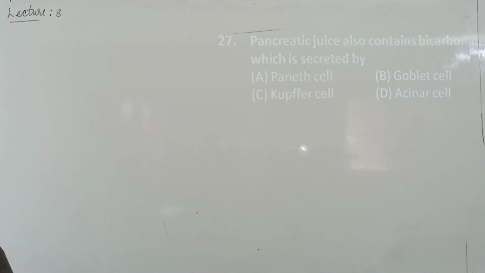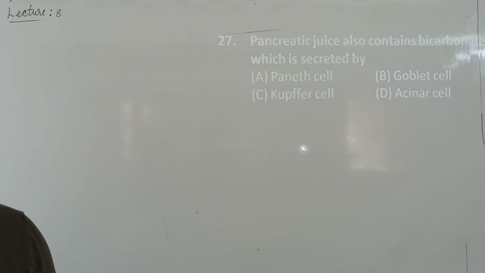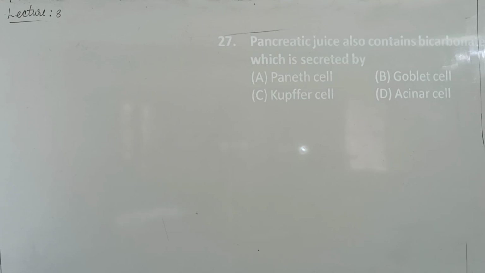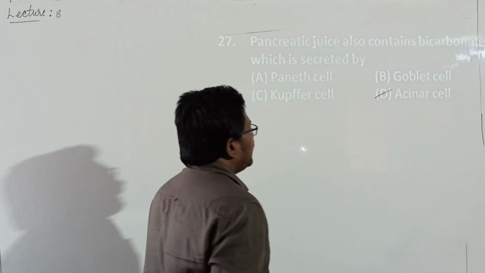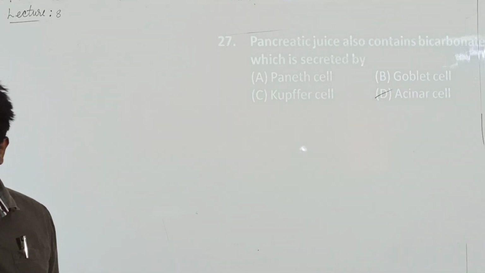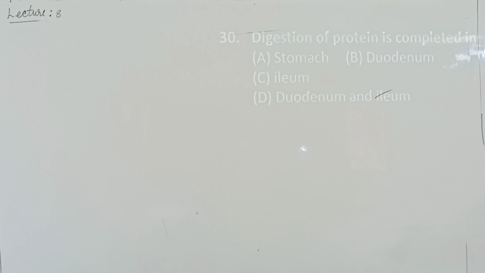The next one. Pancreatic juice also contains bicarbonates, which are secreted by, so here we'll take it as a centroacinar cell.